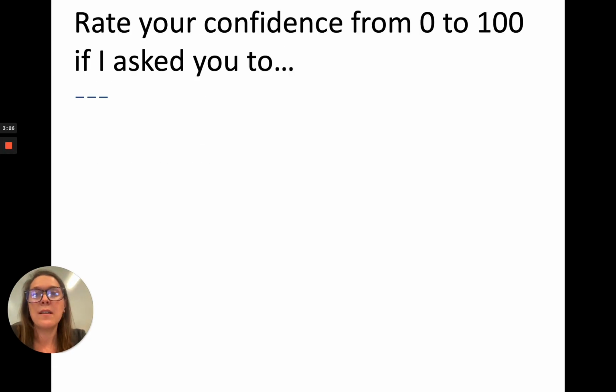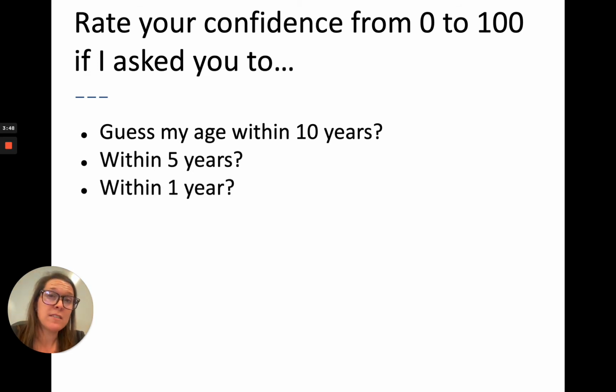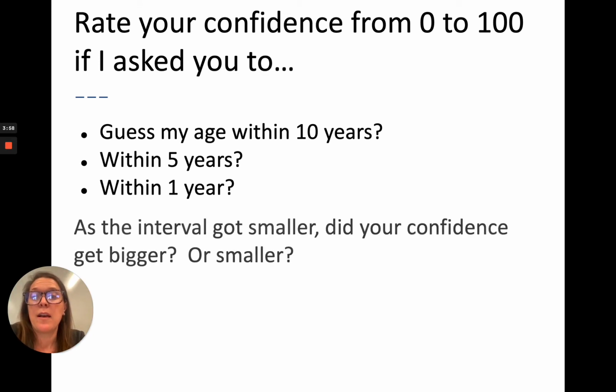Okay, so we did a confidence interval with our Hershey Kiss flips. So just quickly to get our brains wrapped around confidence level and width of the confidence interval itself. If I asked you to guess my age within 10 years, would you feel pretty confident about that? Yeah, probably. Within 5? Yeah, maybe a little less confident. Within 1 year? Yeah, probably a little less confident than you were at 5. So as I condense that margin of error, our confidence gets lower, right? So as the interval got smaller, did your confidence get bigger or smaller?